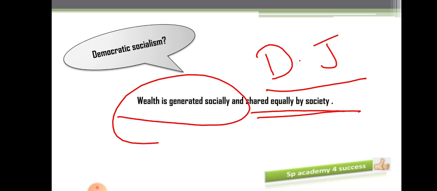Right? So, hope you got the meaning of democratic socialism. Now, the next question that arises is, what is the role of the government to do this democratic socialism? What does the government have to do to follow this democratic socialism? What is the role of the government to do so?